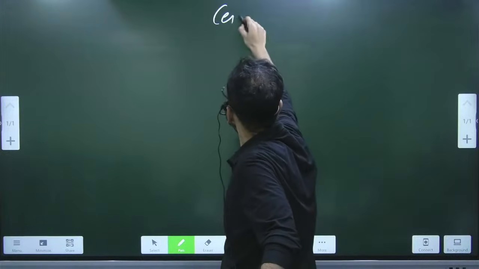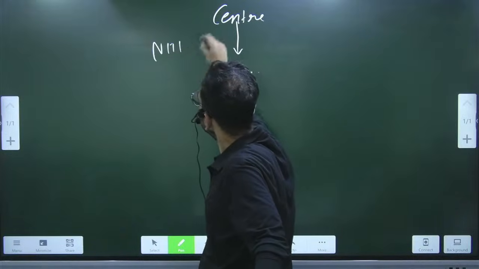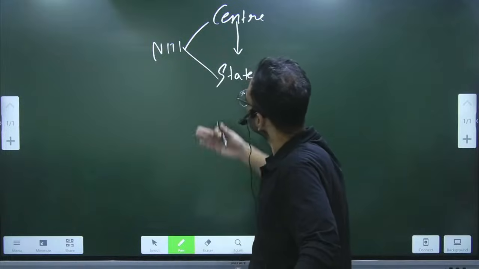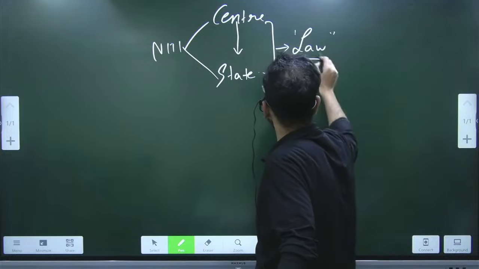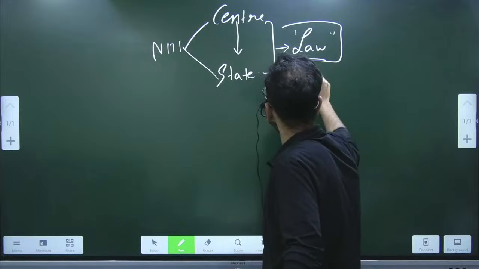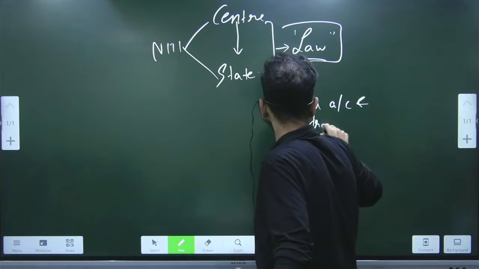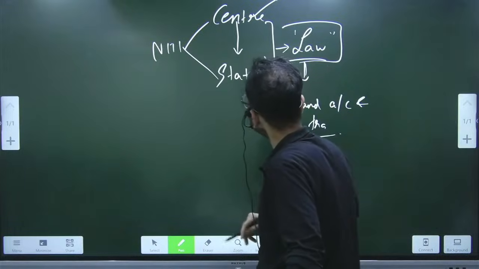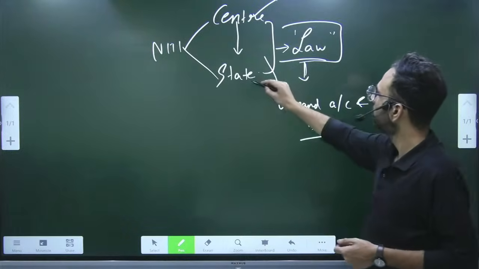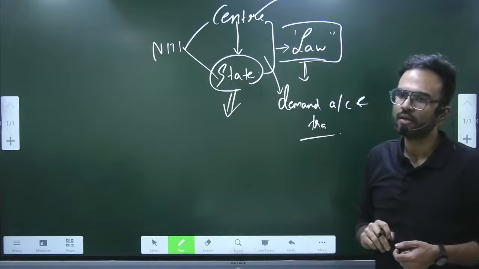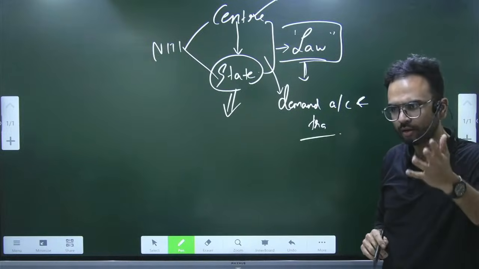so you have the center and the state. Then you have Niti Aayog, okay, which is coordinating, but it is not enforceable. The only way you can enforce something is through law. And when you have this law, you can demand accountability and transparency. Center can demand accountability and transparency. But again, there will be a danger. Why? What is that danger? The subject matter of states, let's say for example law and order or health.